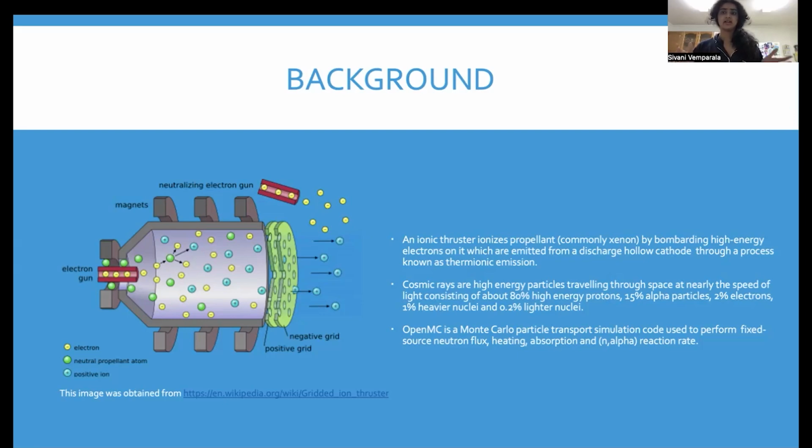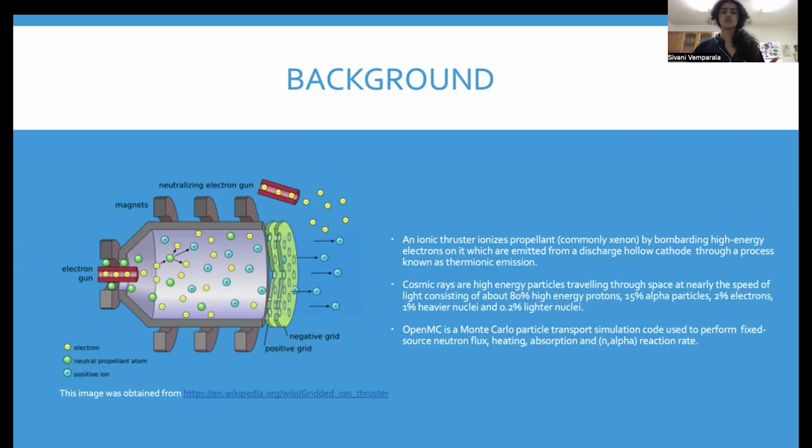This is the design of the gridded ion thruster or the Kaufman ion thruster, which I will be using as opposed to the Hall effect thruster because of its ability to generate a high thrust to power ratio as well as its longer period of operation. Cosmic rays are high energy particles originating from space, especially from events that are extremely energetic and violent, for example, supernova explosions or black holes, and they're traveling through space at nearly the speed of light.